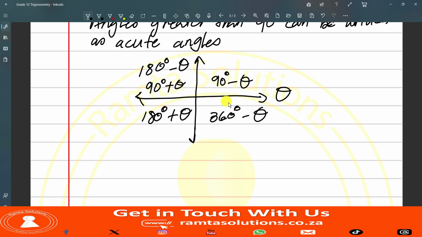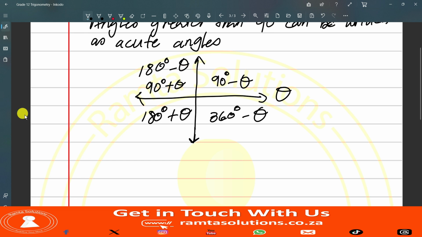So remember, theta is an acute angle. Any acute angle you can think of, if you subtract it from 360, it will always be greater than 270. Any acute angle, if you add it to 180, it will always be greater than 180 but less than 270. I hope you get it now. So these are your reduction formulas.